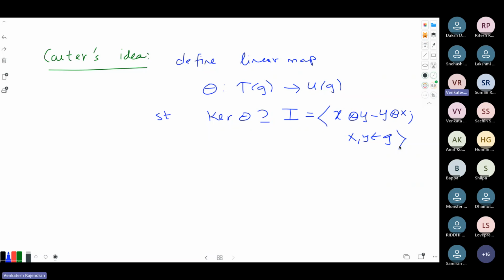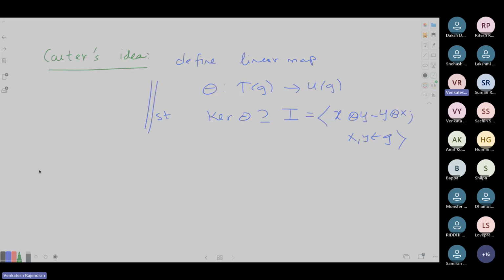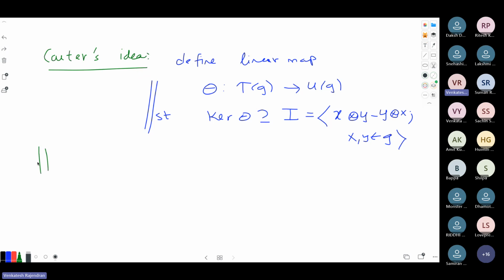Okay, this map is not just some random map. This must satisfy some condition. So then you will be getting a map from TG to SG to UG. That will give you an explicit linear isomorphism. That is what Carter actually does. He is establishing that linear isomorphism very explicitly. But Humphreys' idea is much more interesting, which is more representation theoretic.